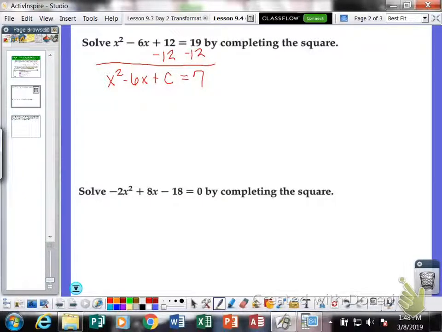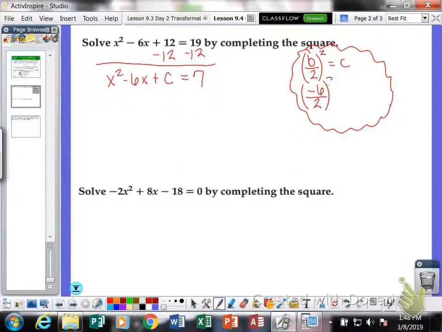Off to the side, this is like my scrap work, my thinking. It's not really part of my problem. I want to take the b term, divide it by 2, and then square it, and that's going to give me my c. What is the b term? The b term is negative 6. I divide it by 2, and then I square it. Negative 6 divided by 2 is negative 3. Negative 3 squared is 9. So c is equal to 9.